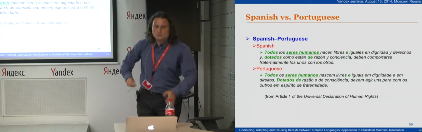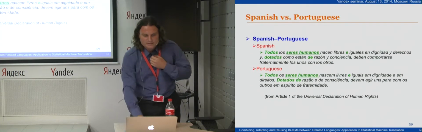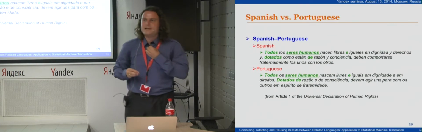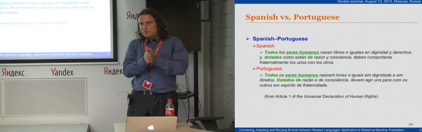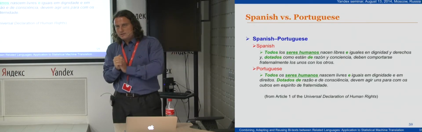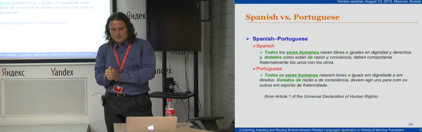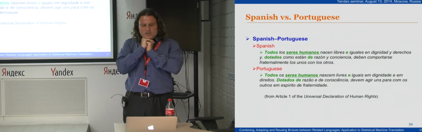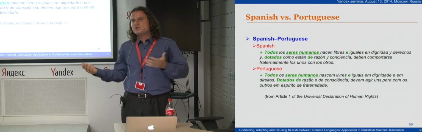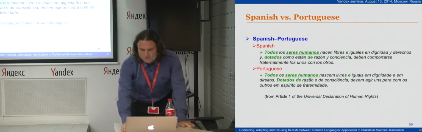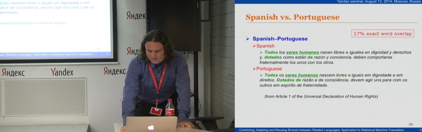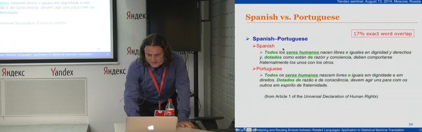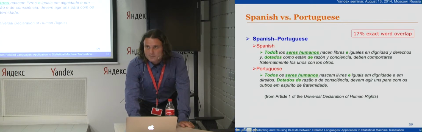Okay, so now I'm going to switch to something a little bit different, but related. So far we have been talking about Malay English and Indonesian English. Here we talk about Spanish and Portuguese. We know that Spanish and Portuguese are another pair of related languages. And again, this is the Declaration of Human Rights. If you look at the exact word overlap, it's strikingly low.